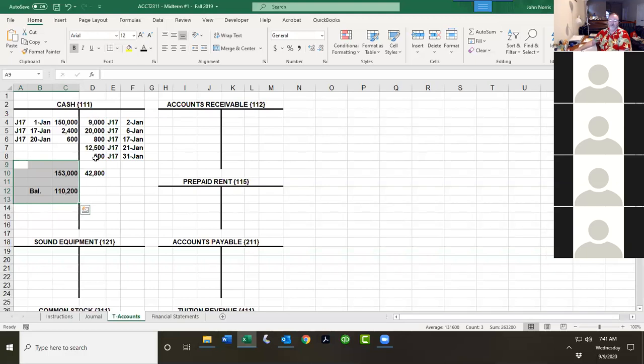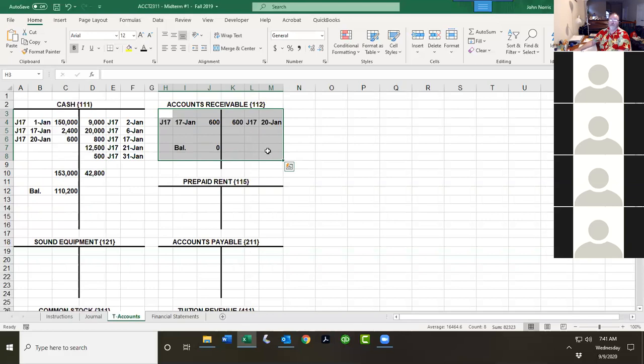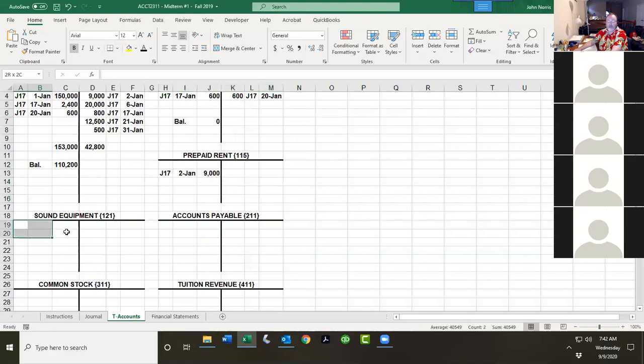So the total of the credit column is $42,800. All of the debits total up $153,000. The difference is the $110,000. In accounts receivable, you have the initial debit entry on the 17th of January for the $600, but then that is offset and paid off 3 days later on the 20th. The prepaid rent just has the one, as does the sound equipment, only has one entry.